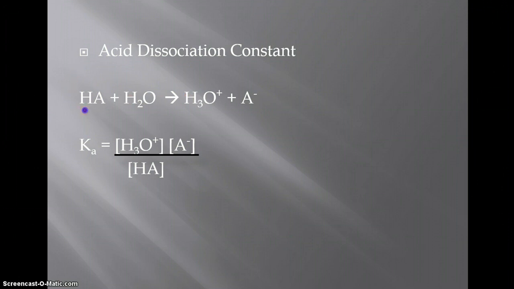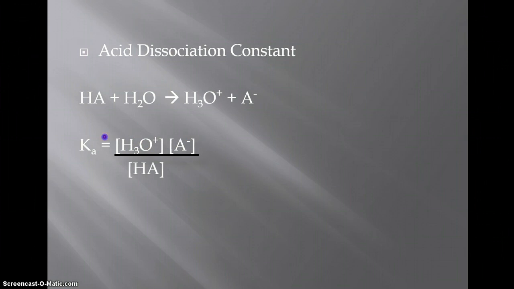Remember, this hydrogen here is positive, so it goes over here. That's why the hydronium is positive. And then the A, the acid part, is going to be left as a negative. Basically, what you're doing is this is your conjugate acid, this is your conjugate base. So that completes the chemical equation.